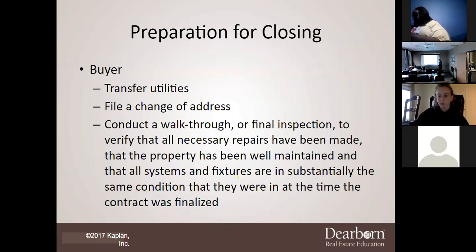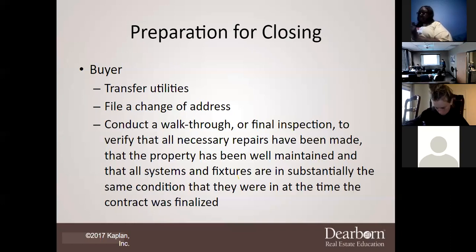So the buyer will have to transfer utilities. If you have a listing of the house and the tenants or the owners move out, you should always have the utilities on, even if they're not living in the property during the showing. You should still have it on. So they'll have to transfer utilities and file a change of address, and that all happens before closing. Usually a few days before closing, that'll happen.